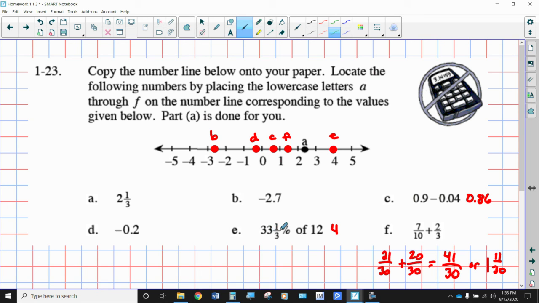And then 1/3. 33 1/3% is the same as 1/3. That would be 1/3 of 12 is 4. So that E is going to go here.